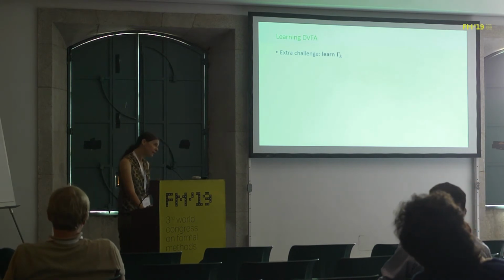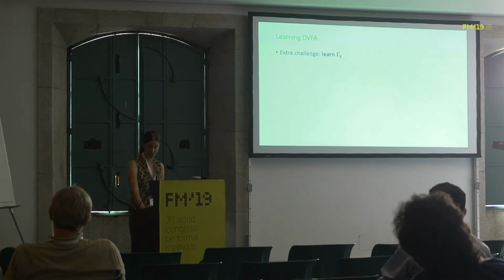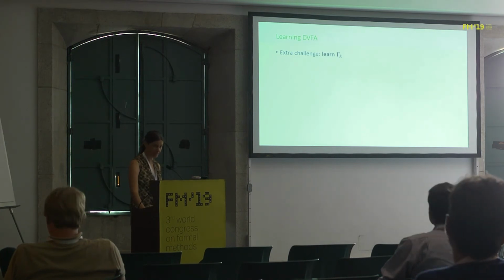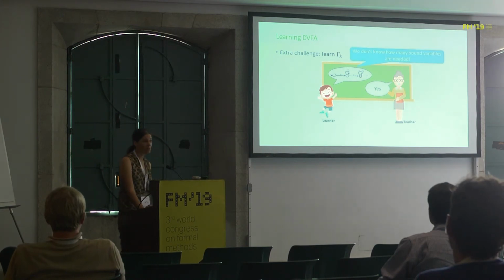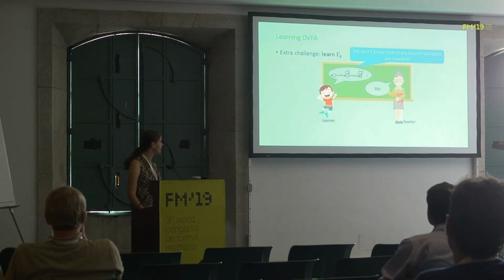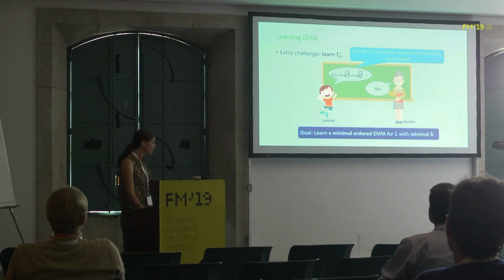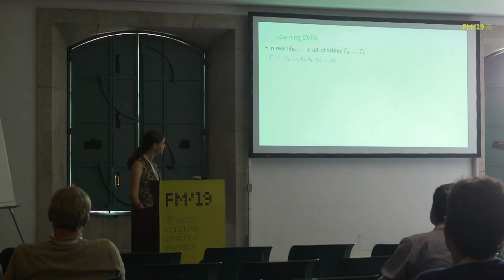Now, for regular languages, the alphabet is known in advance. In our case, we don't even know the pattern alphabet, so we need to learn that as well. So in this scenario, we don't know in advance how many bound variables we have to use to express the language, so we will need to learn that as well. So the goal is to find a minimal ordered deterministic variable automaton for the language with minimally many variables.